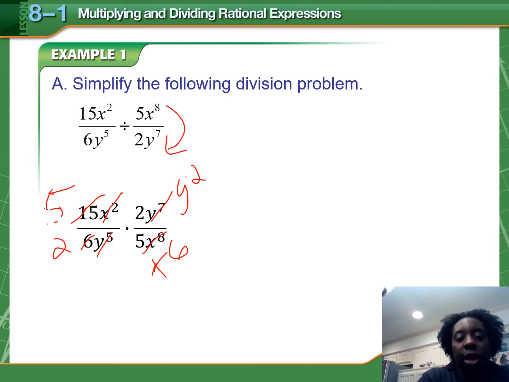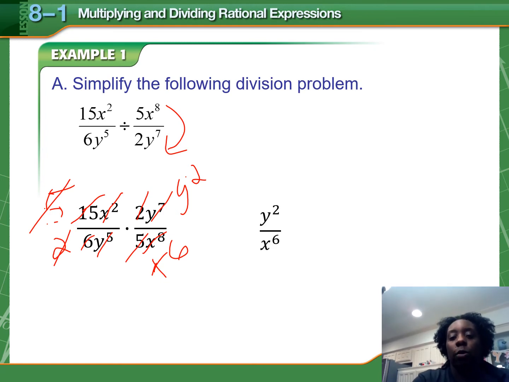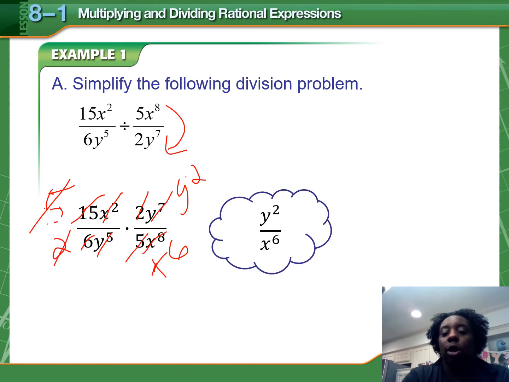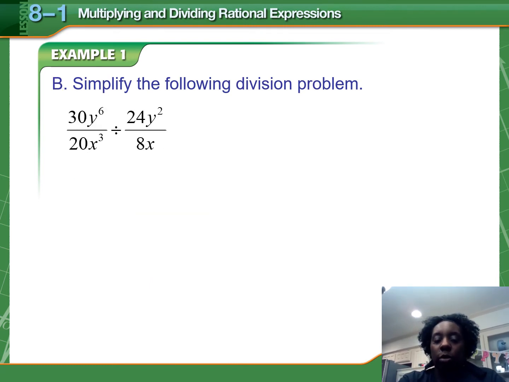All right, so we have 5 and 2. This 2 cancels, this 2 cancels, this 5 cancels, and that 5 cancels. And when you look at that, we only have variables. So our answer is y squared over x to the 6. That's pretty easy. Let's try another one.